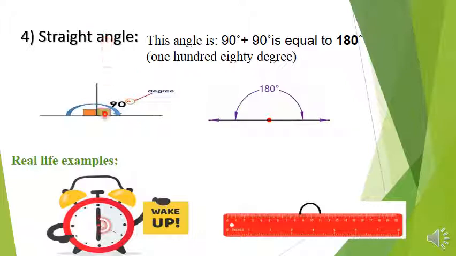A straight angle is formed of two right angles, 90 degrees and 90 degrees. So their sum is equal to 180 degrees. So this is called a straight angle. It's forming a straight line. These are examples of straight angles.